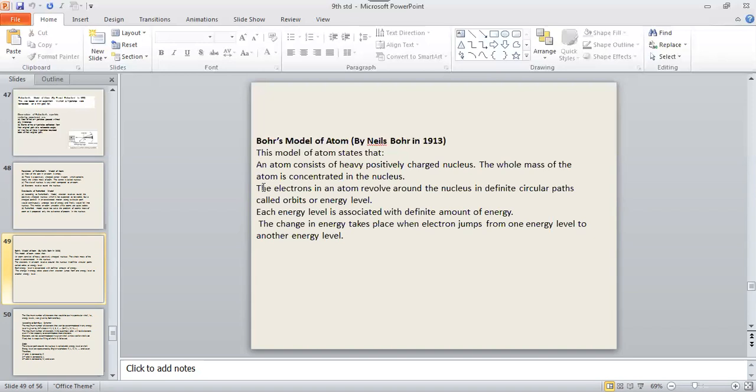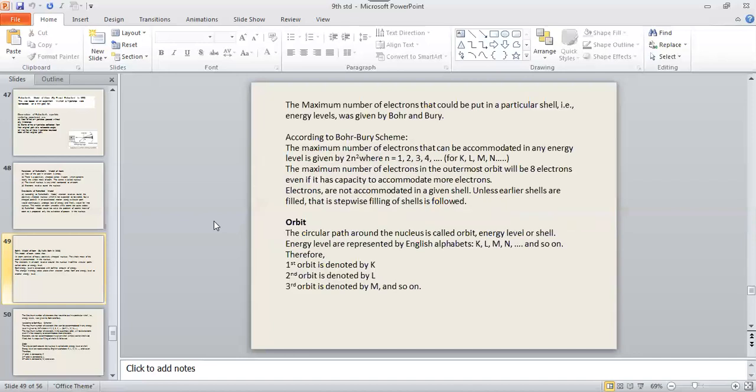Electrons in an atom revolve around the nucleus in definite circular paths, and these definite circular paths are called orbits, or they are also called energy levels. Each energy level is associated with a definite amount of energy. Each orbit has a definite amount of energy. The change in energy takes place when an electron jumps from one energy level to another energy level. So these are the statements given in Bohr's atomic model.